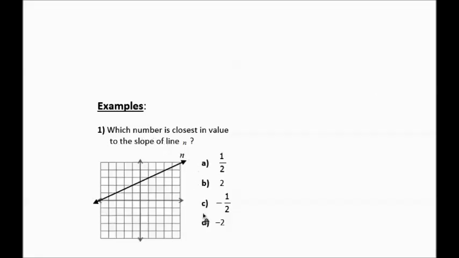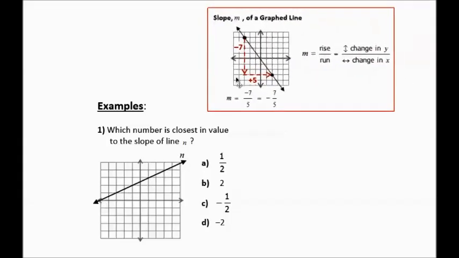The first problem says which number is closest in value to the slope of line n, this line. Well, there's this box of information on your notes that reminds us how to find the slope of a graphed line. You find two points on the line that fall exactly on the intersection points of the grid so that they're easy to read. And then you measure the rise, measure the run, and that fraction becomes your slope.